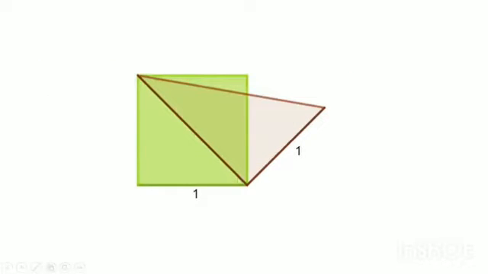A square of side 1 unit is drawn. A right triangle on this diagonal is drawn. This side is 1 unit. What is the length of the hypotenuse of this right triangle?